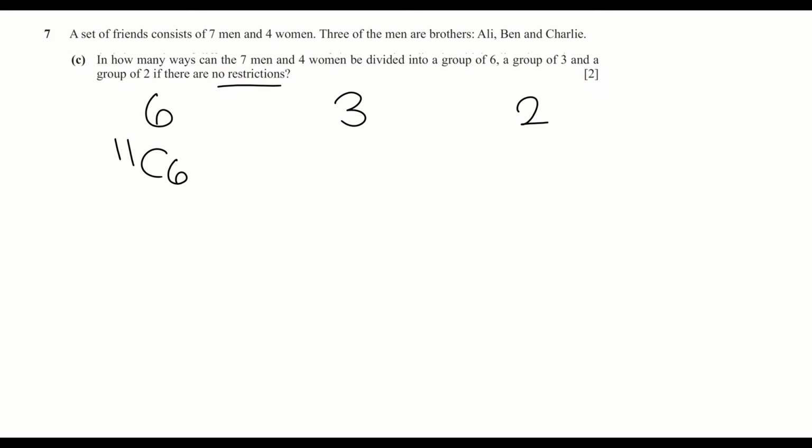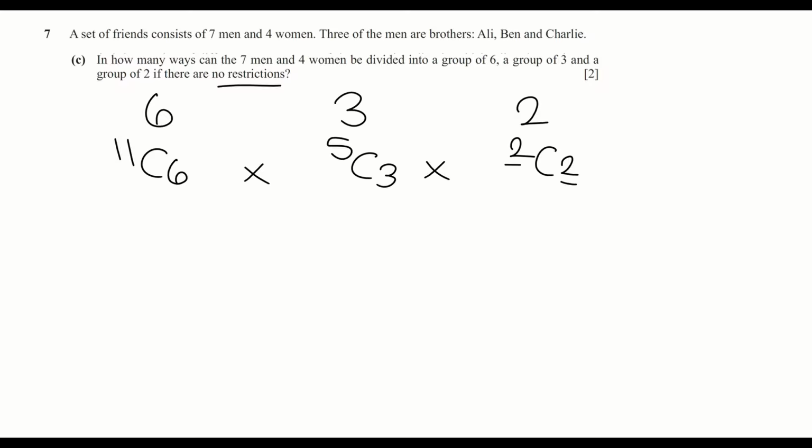Of those 5, I need 3 to fill my second group. I say 5C3. I have 2 left, and they will fill my third group, 2C2. Now, I have 6 people in Group 1, and 3 people in Group 2, and 2 people in Group 3. When working with NCR, keep in mind that when N and R are the same value, 2 and 2, NCR is equal to 1.